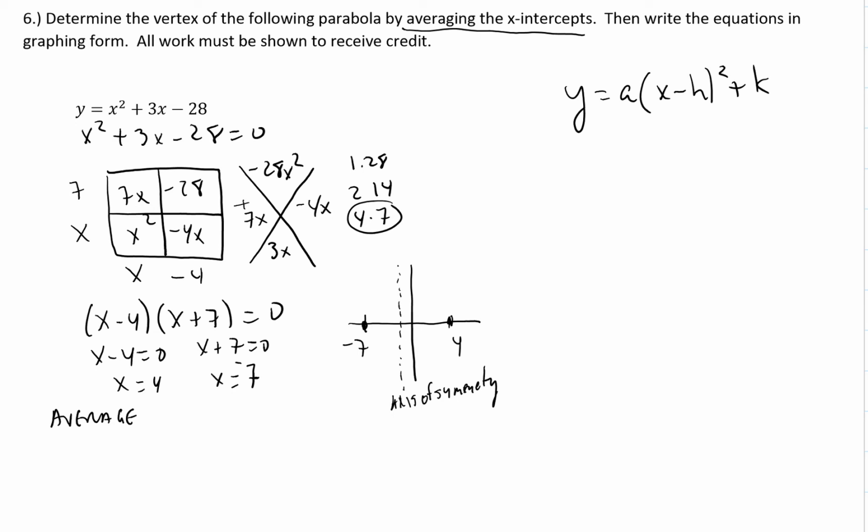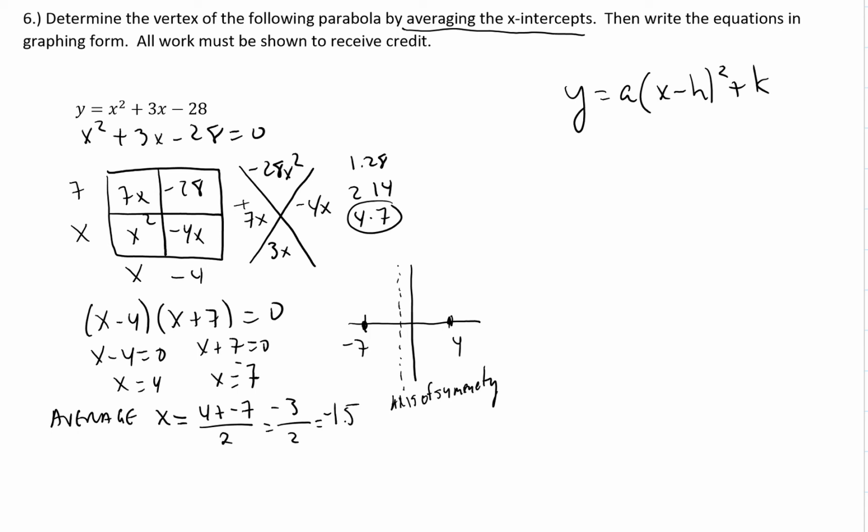So we're going to take x is going to be 4 plus negative 7 divided by not 3 but by 2 to get the average. And so when you do that, you get what? 4 minus 7 is negative 3 divided by 2. So now we get negative 1.5.